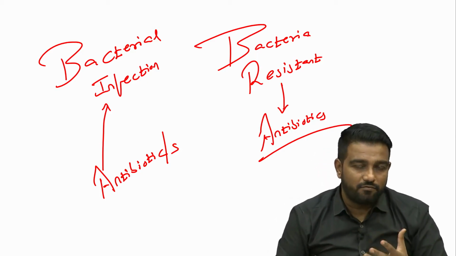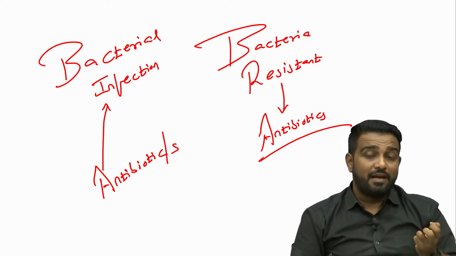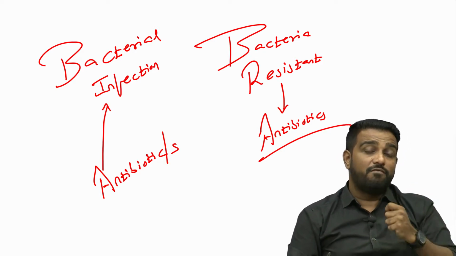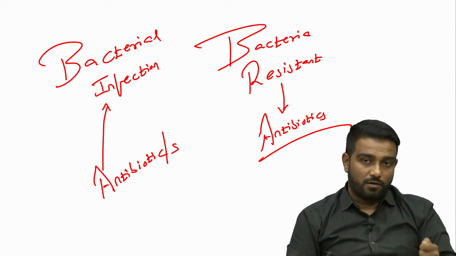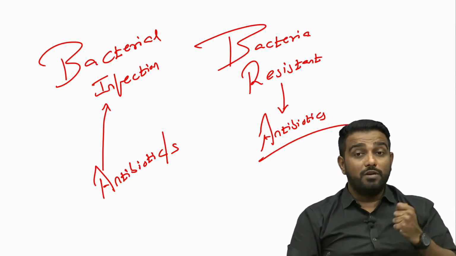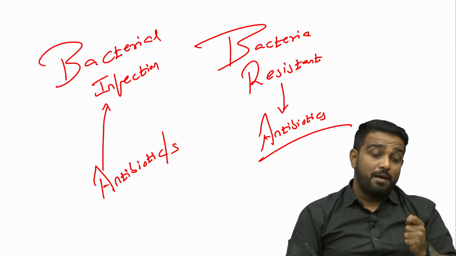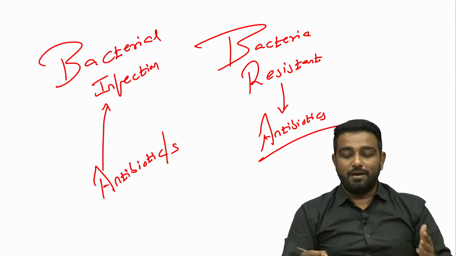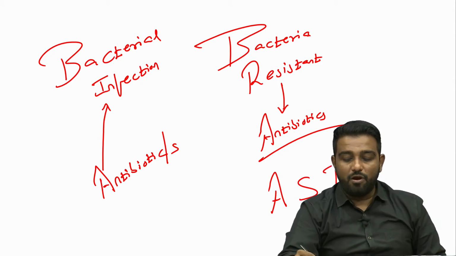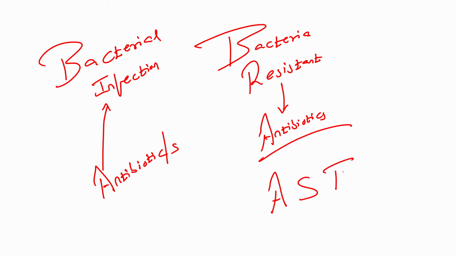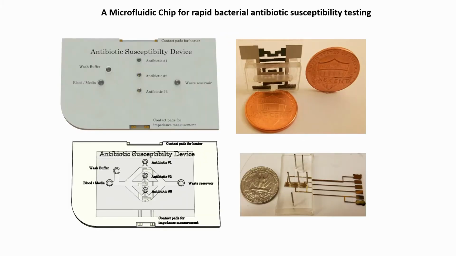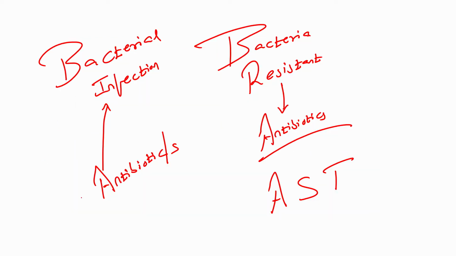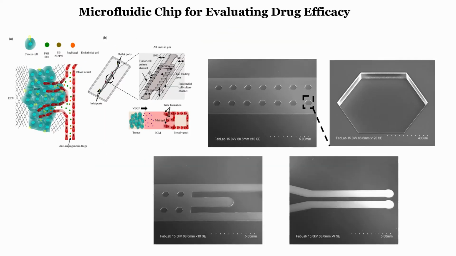How can we understand? First of all, we need to capture the bacteria from a sample. Secondly, we need to understand whether the bacteria are resistant to the antibiotic or not. For that, we will see how to design a sensor for rapid bacterial resistance measurement, or antibiotic susceptibility testing, called AST, all right. So, these are two different platforms. We will discuss this in detail in our class, and this is also about sensor design, all right.